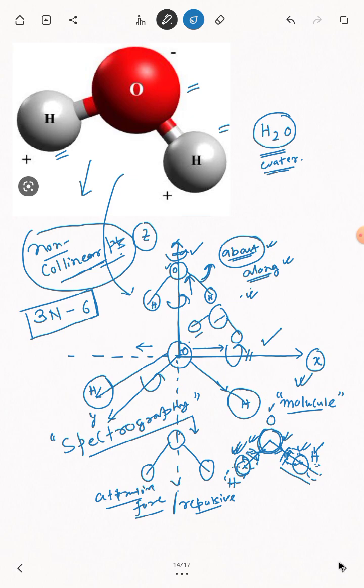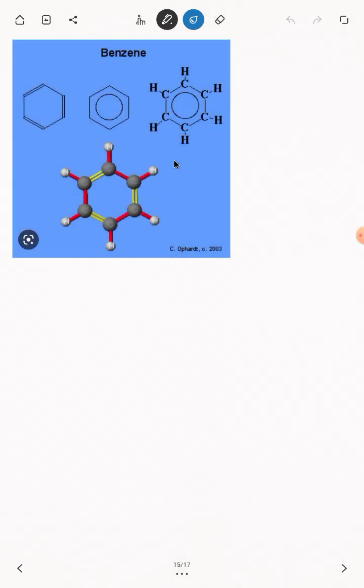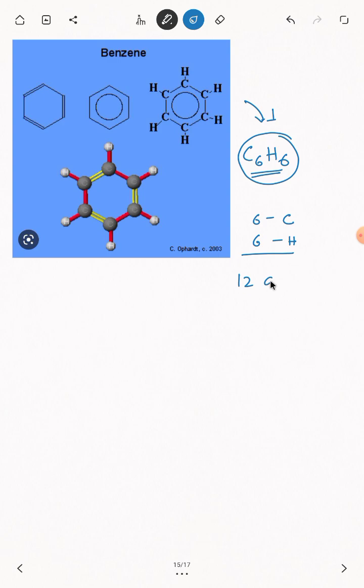Clear? We will see this benzene ring. We all know that this is C6H6, the benzene ring. And for the benzene ring, how many molecules are there? One molecule. Here we have taken one molecule of benzene. And how many atoms? 6 atoms of carbon and 6 atoms of hydrogen. So total 12 atoms.